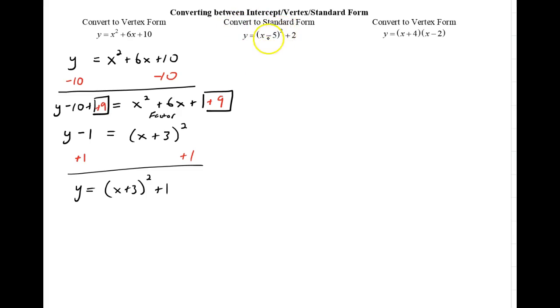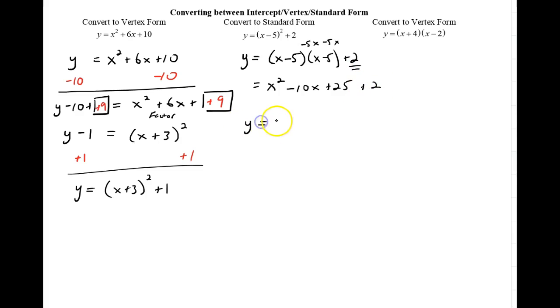Okay, so now to go from vertex form to standard form. Remember, this square really just means that there's two of them. And so now you can just FOIL it out. X squared, so this would give us minus 5x minus 5x, so that gives us minus 10x. And then the negative 5 and negative 5 gives us positive 25. And then don't forget about that plus 2. And so this becomes y equals x squared minus 10x plus 27. So again, you could check that into Desmos.